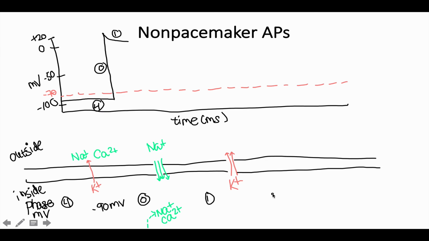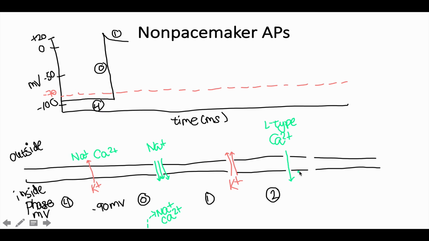So let's talk about phase 2 now. In addition to the potassium leaving, something interesting also happens. We haven't talked about calcium yet, right? Calcium predominantly is going to be on the outside of the cell. So calcium also has its own channels. Sometimes you hear them called L-type calcium channels. These are also called slow calcium channels because they slowly open, they slowly close. So calcium channels are going to open and calcium is going to want to come inside because of the gradient.